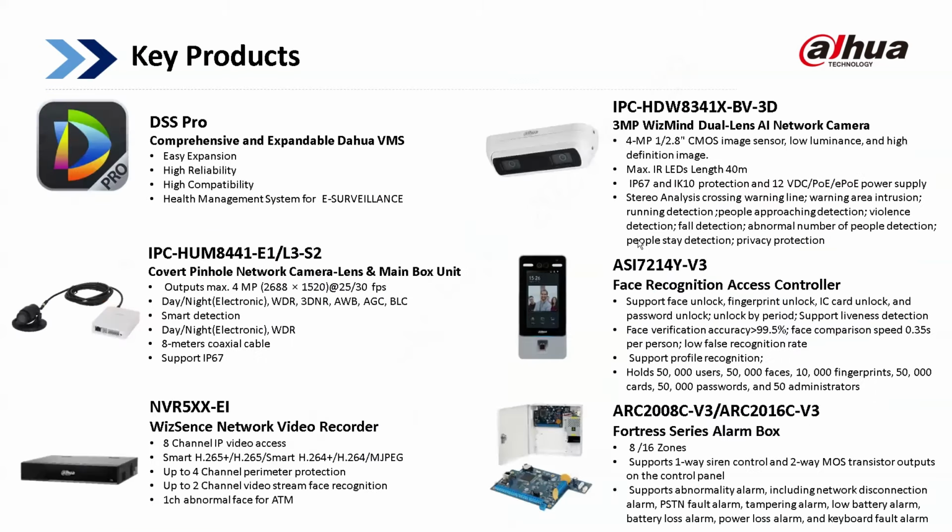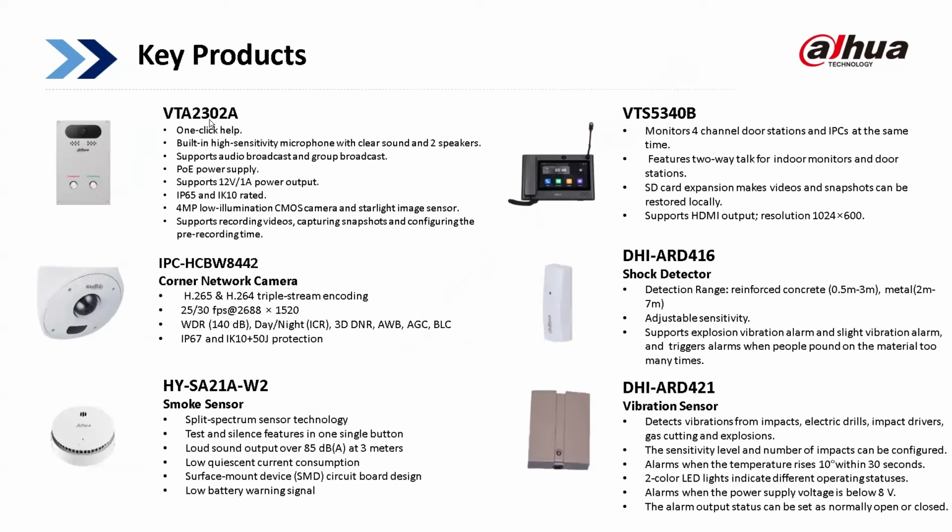Then let's highlight some key products. DSS Professional, which is the video management system. We have the dual lens AI network camera. We have the pinhole camera. We have the face recognition access controller, the EI5 NVR. Then we have the alarm box. We also have the emergency station. We have the master station for the security team. We have the shock detector and vibration sensor as alarm detectors. We have the corner network camera, which makes it even harder for anyone who is trying to vandalize it. We also have a smoke sensor in the event that happens as an incident.